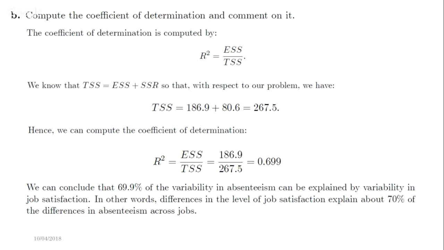So it says compute and comment. Comment is just you interpret it. We can conclude that 69.9% of the variability in absenteeism can be explained by the variability in job satisfaction. That's just interpretation of R squared in words. In other words, the differences in the level of job satisfaction explain about 70% of the differences in absenteeism across jobs.